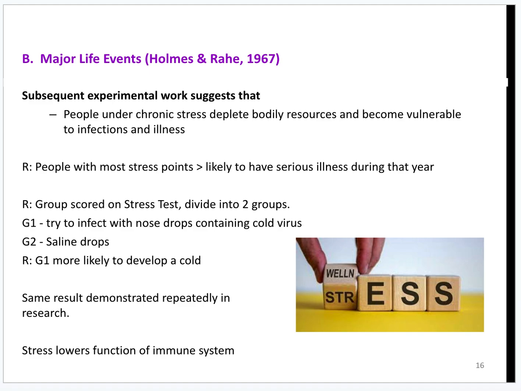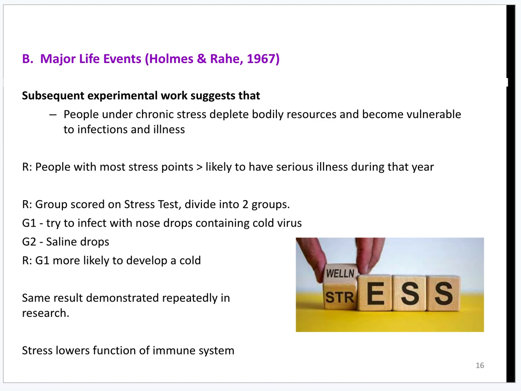stress test, right? And then they took people who scored fairly high, they didn't indicate a level, but high on the stress test, and they divided them into two groups. So group 1 and group 2 both had high scores on the stress test. Then what they did was give group 1 nose drops containing a cold virus. And they gave group 2 saline drops. So they both were putting drops in their nose, and one of the groups had nose drops containing the virus.